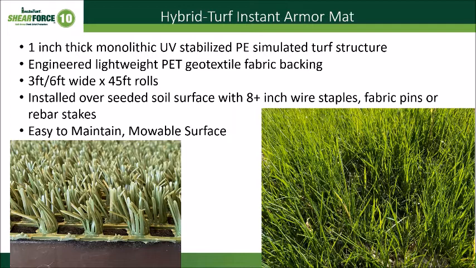The product's installed very much like the conventional TRMs. You're basically seeding first, then you anchor the mat over the top of the seed. For typical anchors, I usually start at a minimum with an 8-inch wire staple, but longer fabric pins or even rebar stakes may be used depending on the soil conditions. And then once the mat vegetates, you can simply mow right over the top of it. So it's pretty easy to maintain.